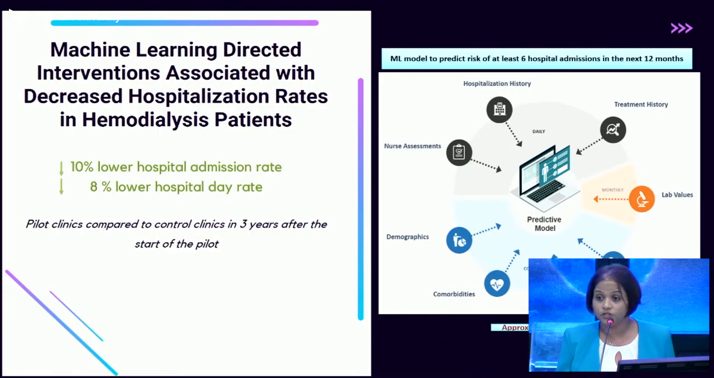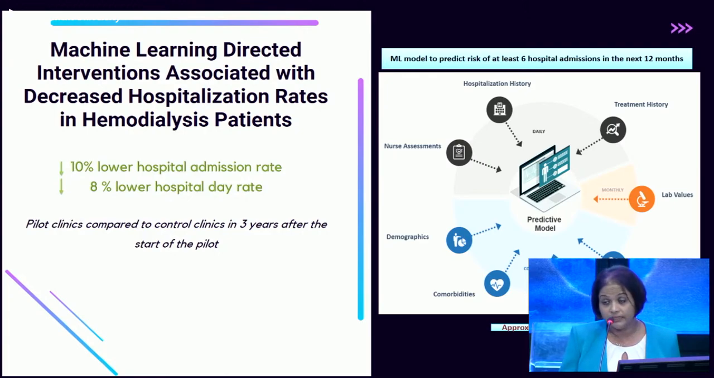In this, we looked at a machine learning model that was developed to predict risk of in-center hemodialysis patients having at least 6 hospital admissions in the following 12 months. The model used data from the electronic medical record system, such as treatment history, lab values, lifestyle data, quality of life data, comorbidity data, demographic data, and so on.